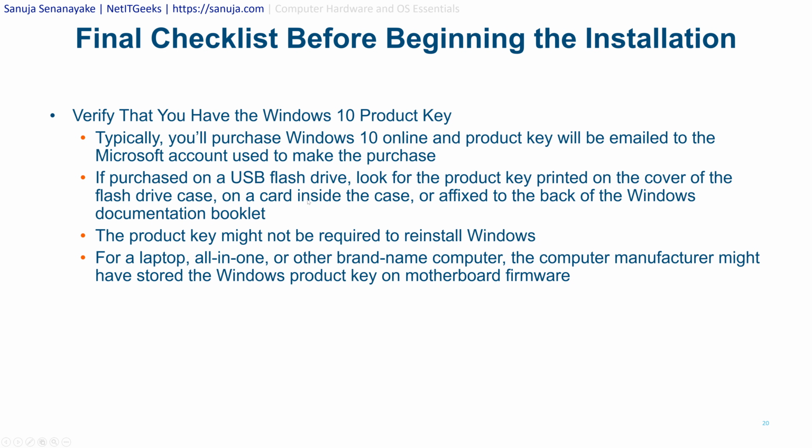If purchased on a USB flash drive, look for the product key printed on the cover of the flash drive case, on the card inside the case, or attached to the back of the Windows documentation booklet. This is the case especially if you are buying OEM licenses for Windows 10 or Windows 11, for example. They will be on a USB flash drive, and the Windows 11 key will be posted on the back of the documentation booklet. The product key might not be required for reinstallation of Windows, as I mentioned before.